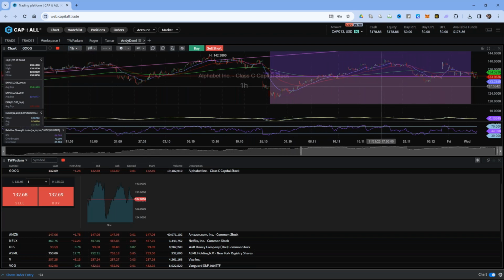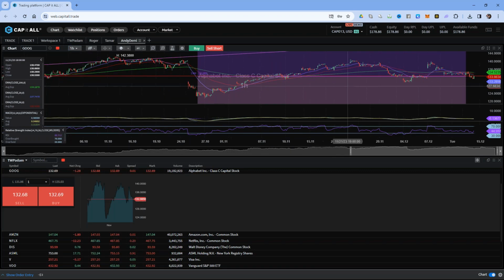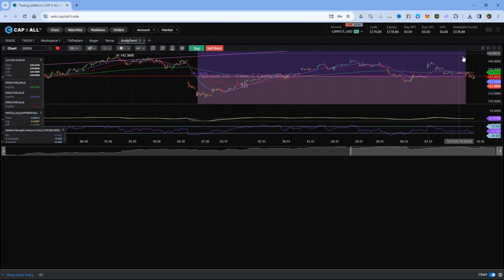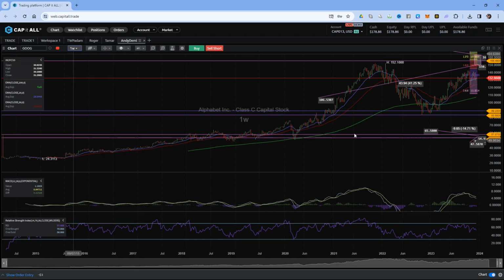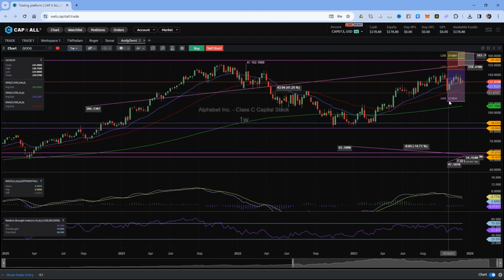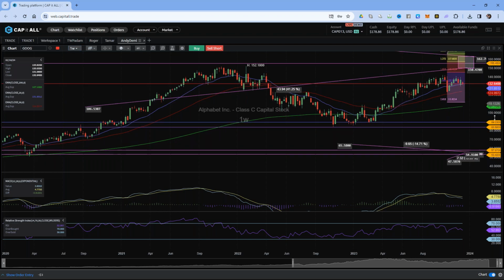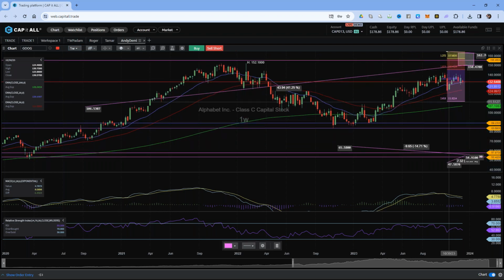So Google, you can see lower time frame looks very sideways here. If we just have a little look at the, let's make this bigger, the weekly chart as well. Okay, so here's our weekly chart. And I kind of like this area. I've marked this down before. I like that area there.